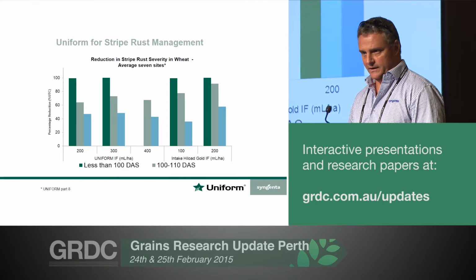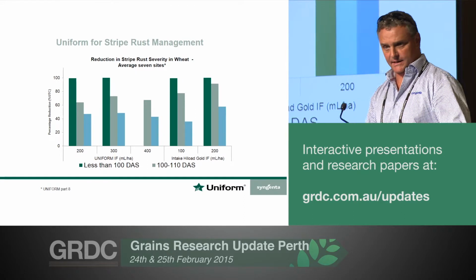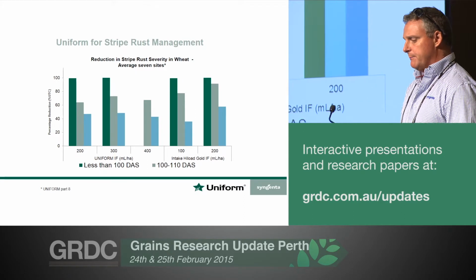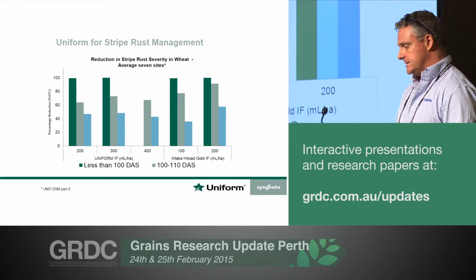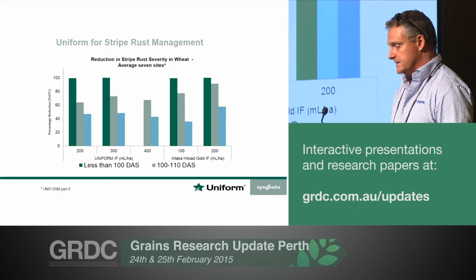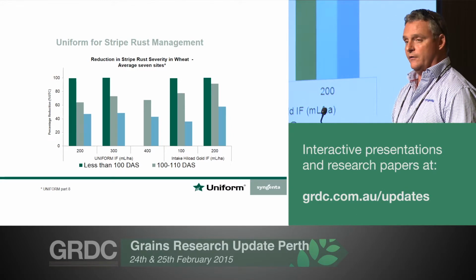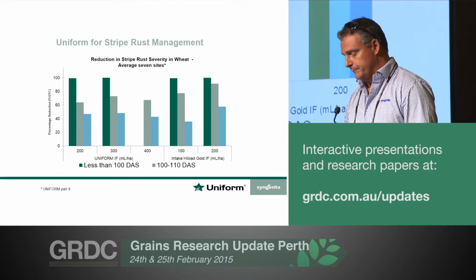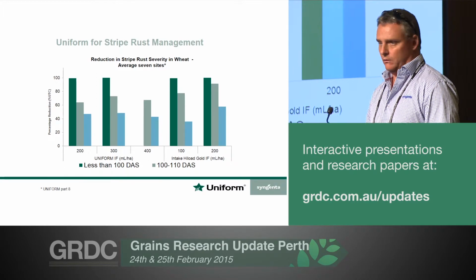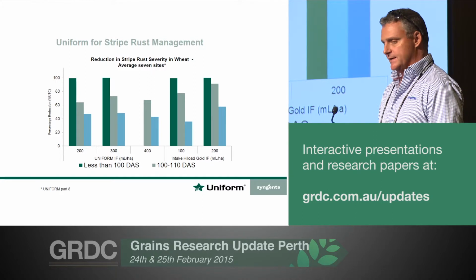Just going quickly through the slides. Sorry, this is going quick, but we are running out of time. Stripe rust, percentage reduction. You can see at less than 100 days after seeding, we're getting excellent control with 200 and 300 mils of Uniform, with the control dropping off as we go past 100, 110 days after seeding.